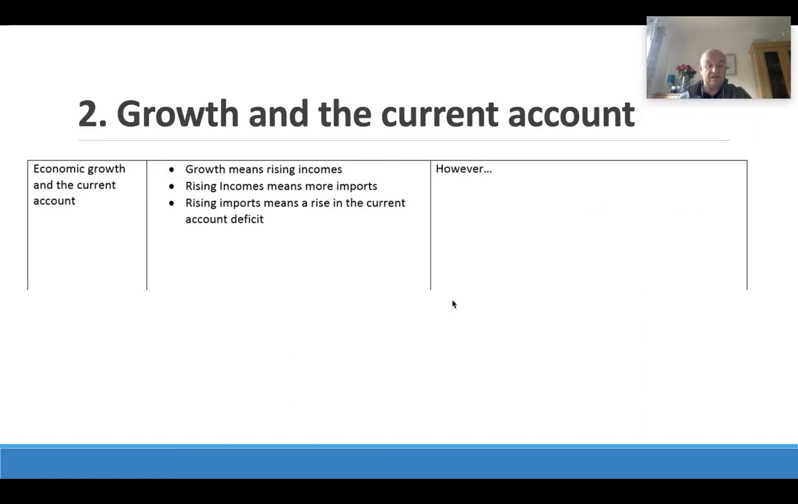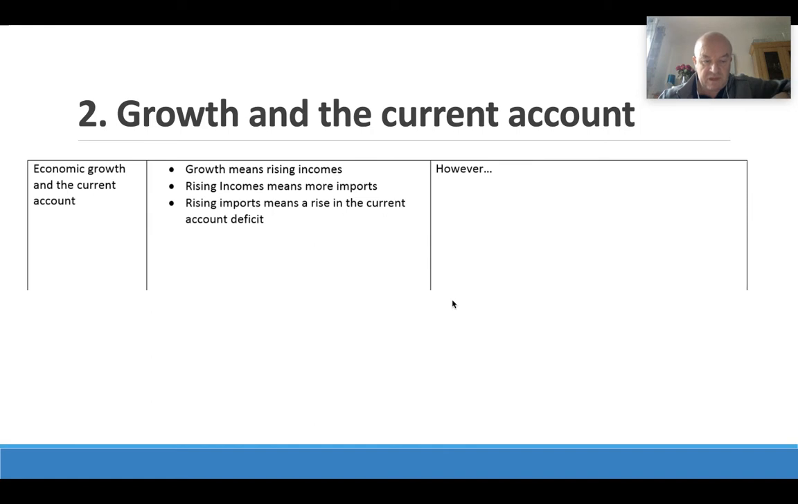Let's take a look at the next thing then, if we're talking about economic growth and the current account. So clearly, if we're thinking about analysis and then evaluation, the starting point could be that growth means rising incomes. Rising incomes means more imports, and that rising level of imports will mean a rise in the current account deficit, in that when we take into account our current account, the difference between imports and exports, if we've got imports rising, that clearly is going to be a little bit of an issue.